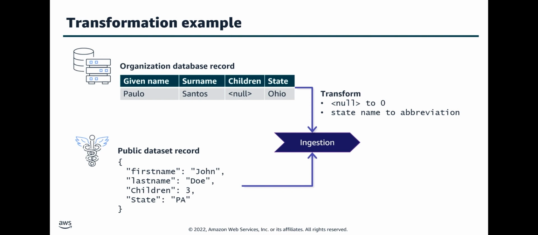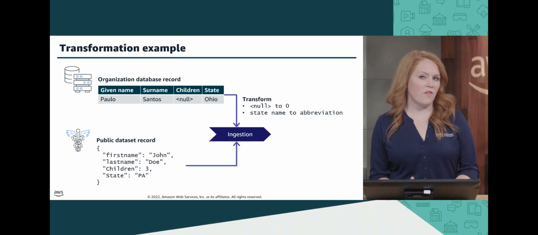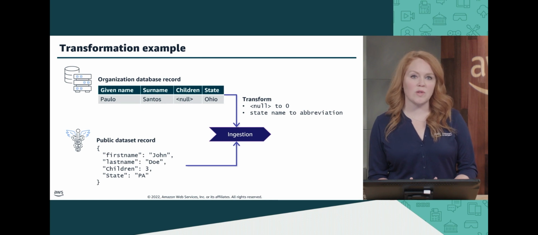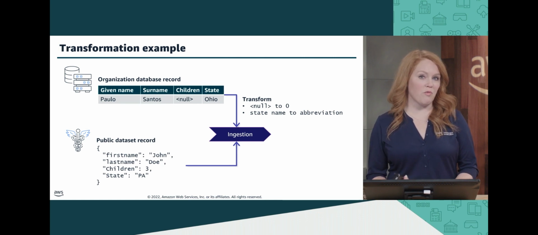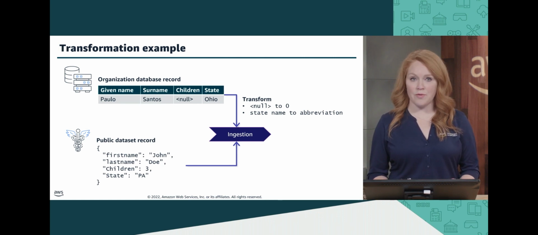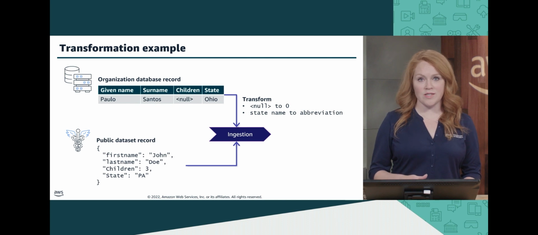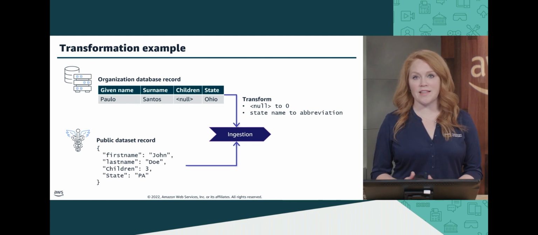In this example, the database record is transformed to replace the null value with a 0 in the children field and replace the word Ohio with OH in the state field. Transformations can be more advanced, such as applying business rules to the data to calculate new values. Advanced transformations include filtering records, complex join operations, aggregating rows, splitting columns, and data validation.